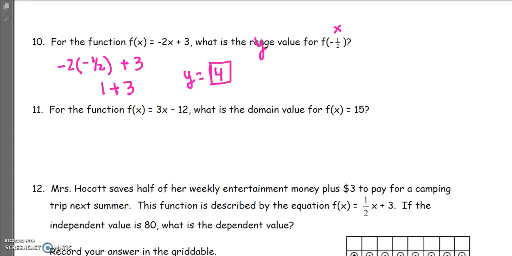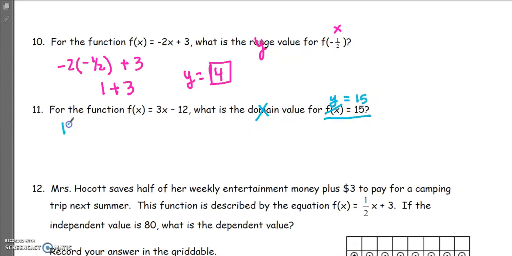Look at the next one, number 11. 11 is saying we have the function f of x equals 3x minus 12. What is the domain value for f of x equals 15? So domain is going to be my x. And they're telling me that my y, remember f of x just represents the y, so y is going to equal 15.